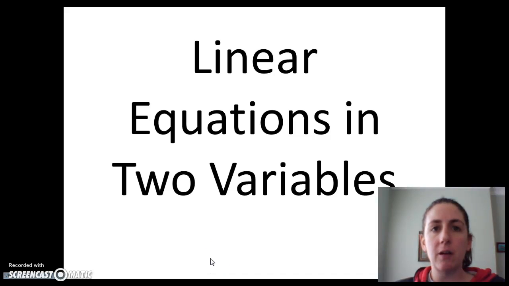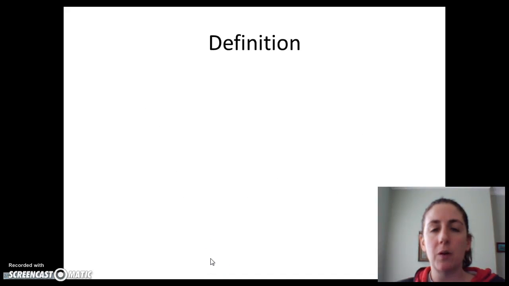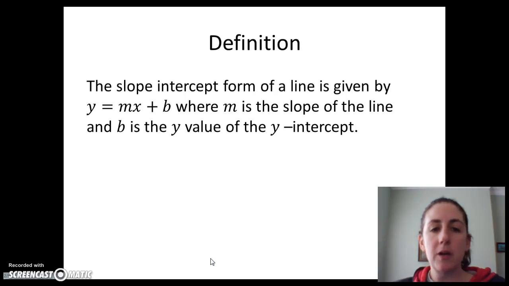Today we're going to talk about linear equations in two variables. We'll start with the definition. The slope-intercept form of the line is given by the equation y equals mx plus b, where m represents the slope of the line and b is the y value of the y-intercept.